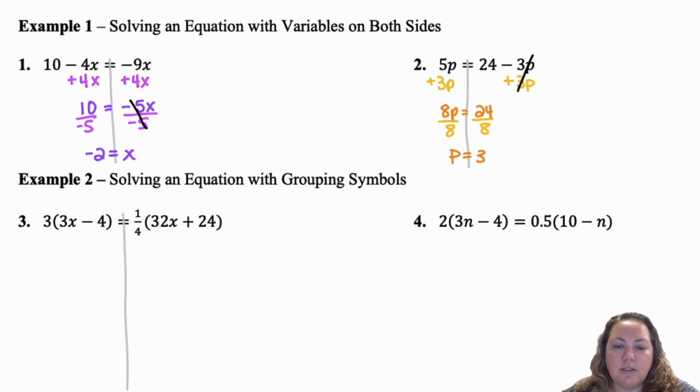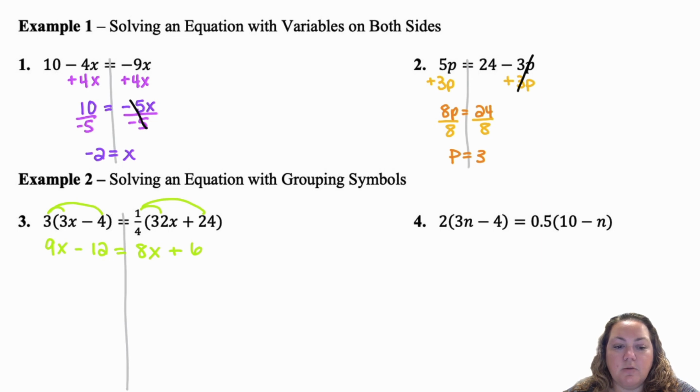All right, another example, solving an equation with grouping symbols. All right, we're going to separate our parts of the equation. I'm going to go ahead and distribute the 3 and distribute the 1/4. So 3 times 3x is 9x. 3 times negative 4 is negative 12. 1/4 times 32x is 8x. 1/4 times 24 is 6.